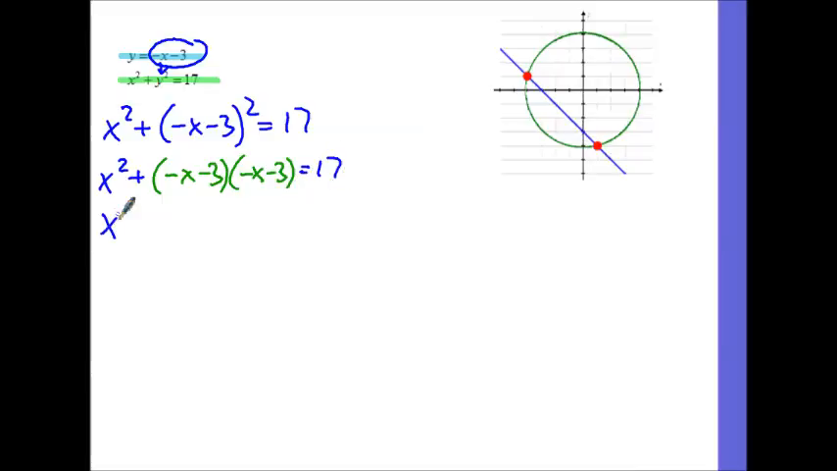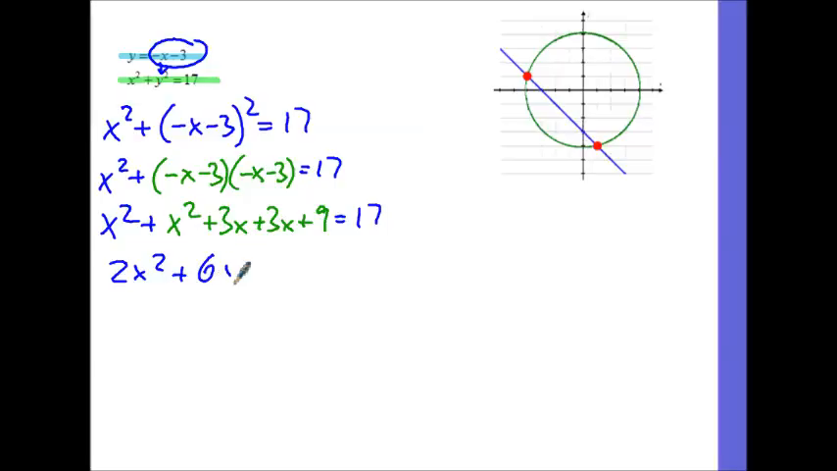We get x squared plus x squared plus 3x plus 3x plus 9 is equal to 17. Again, combining like terms, we end up with 2x squared plus 6x plus 9 is equal to 17. Subtracting 17 from both sides of the equation, we now have 2x squared plus 6x minus 8 is equal to 0.